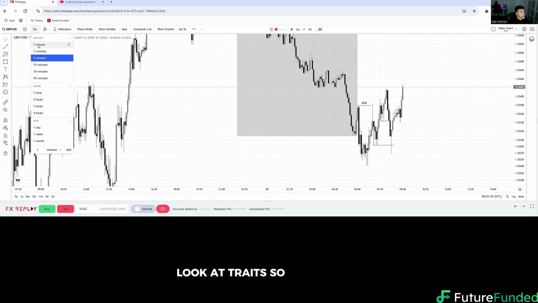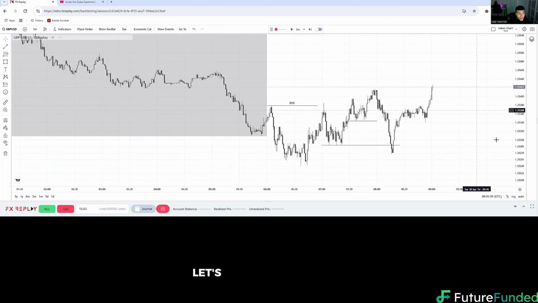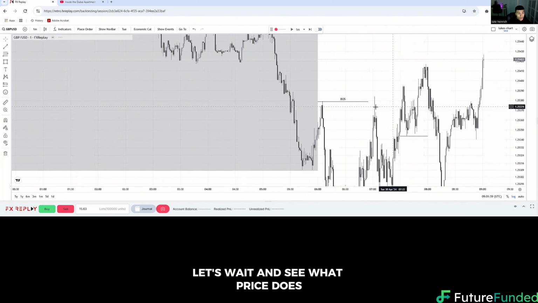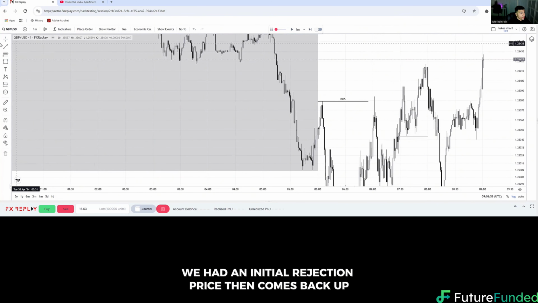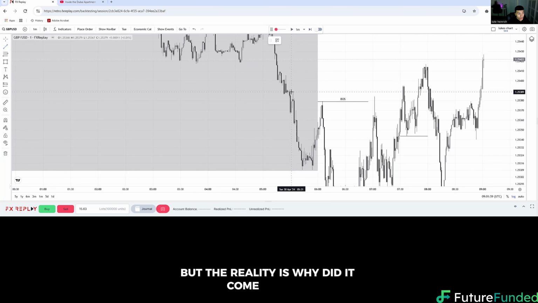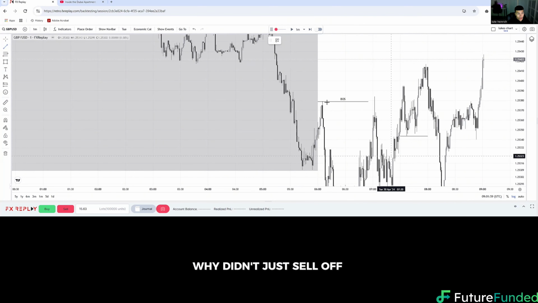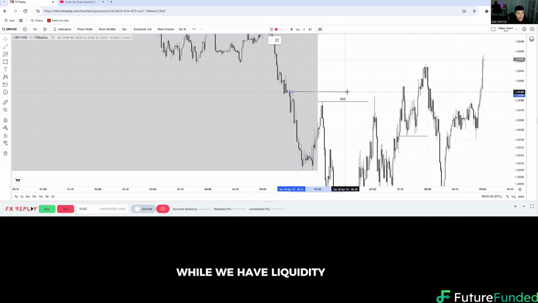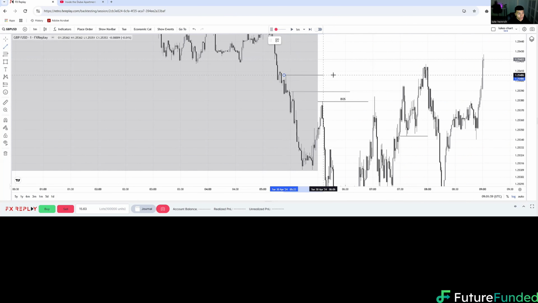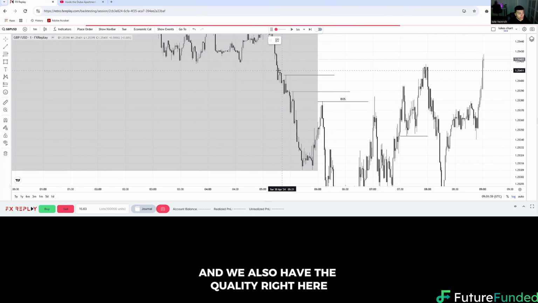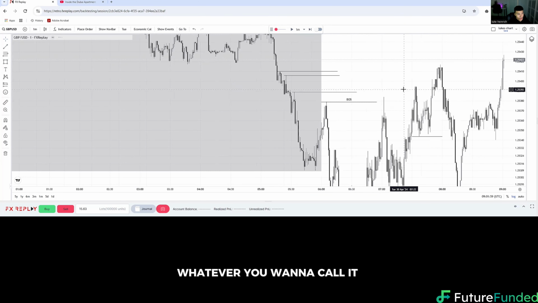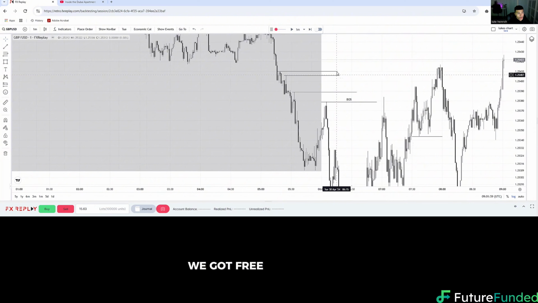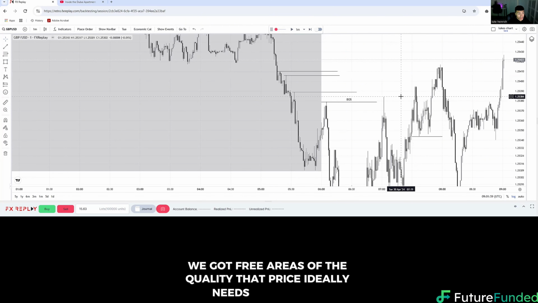So now it was just about, okay, let's wait and see what price does when we get to this break of structure high. So we had an initial rejection, price then comes back up, but the reality is, why did it come back up? Why didn't it just sell off down to the lows from that point? Well, we have liquidity right here. That's the first problem. Then we have liquidity right here, and we also have liquidity right here. And then above that, we have an imbalance or fair value gap, whatever you want to call it. Okay, so we've got 3 areas of liquidity that price ideally needs to take out.